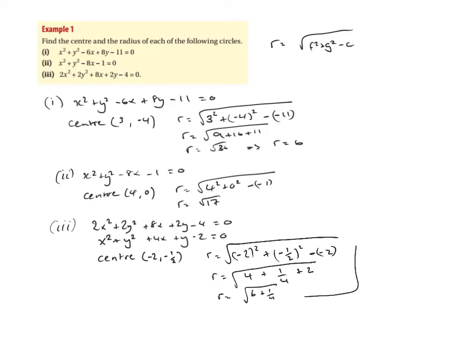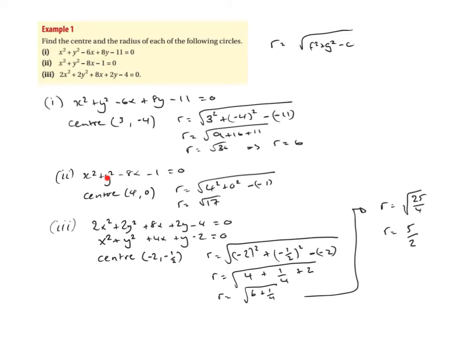So r is equal to the square root of 6 plus a quarter, and if you put that into your calculator, you're going to get r is equal to the square root of 25 over 4. That's quite handy, they're both perfect squares. So r is equal to the square root of 25, which is 5, over the square root of 4, which is 2. And that means that the radius for this particular one is 5 over 2, with the centre being minus 2, minus a half.